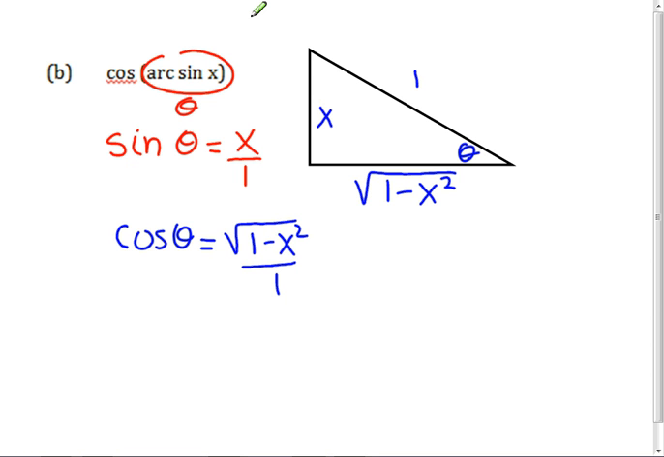Must have been the fancy computer drawing of the triangle that made you get it. That was the only difference. Okay, ready to try the next one?